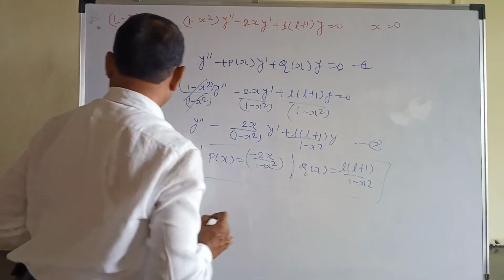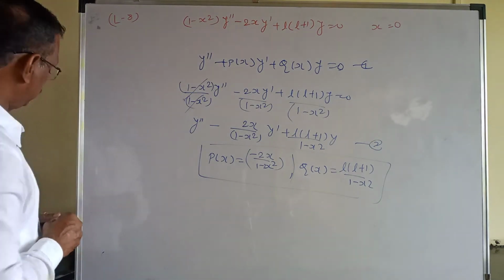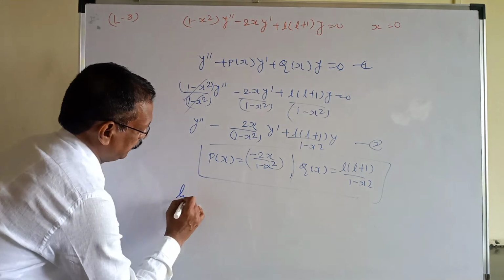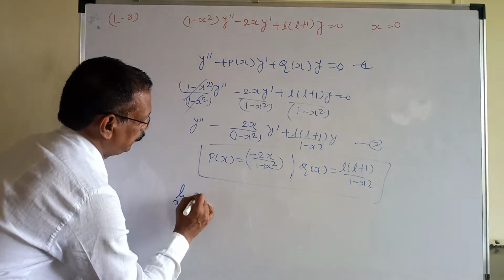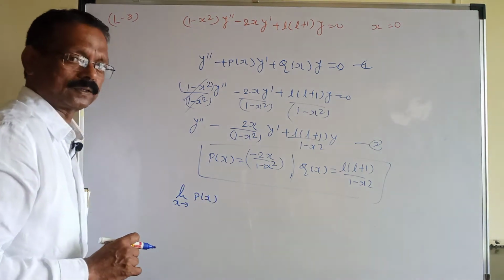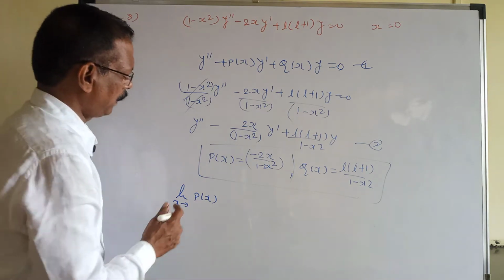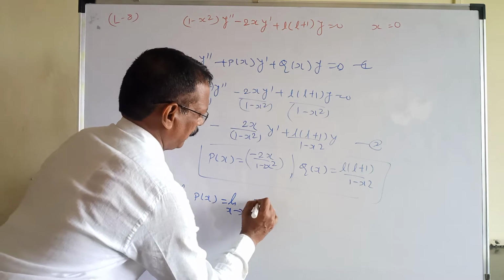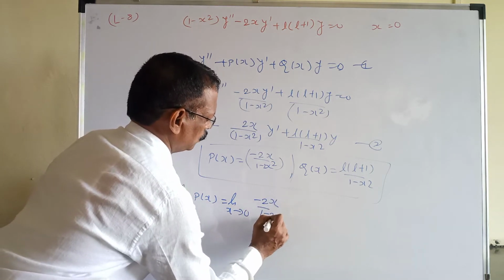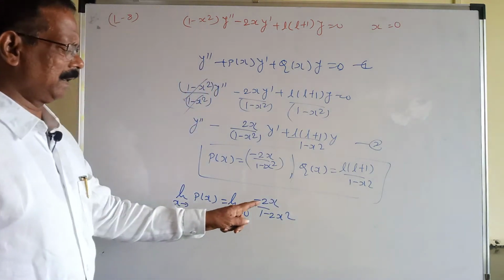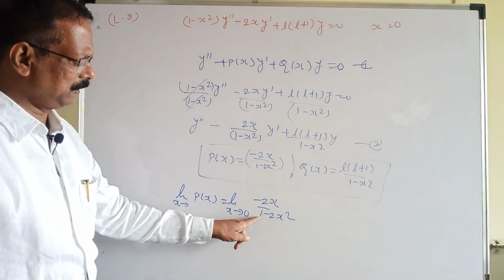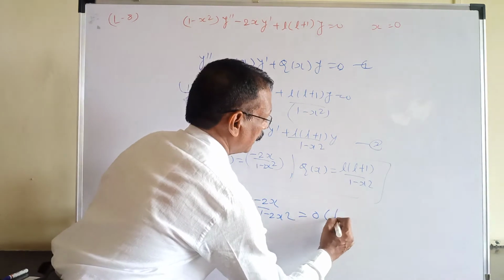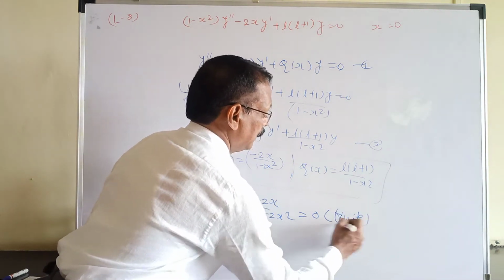And we know the conditions here. What are the conditions? The conditions are that if limit x tends to 0, we have to see what happens to p of x or q of x. So limit x tends to 0 of minus twice x upon 1 minus x square. What do we get here? x tends to 0, so numerator is 0 and denominator is 1. So 0 upon 1 is 0. It is a finite number. We don't waste time on each and every step here.